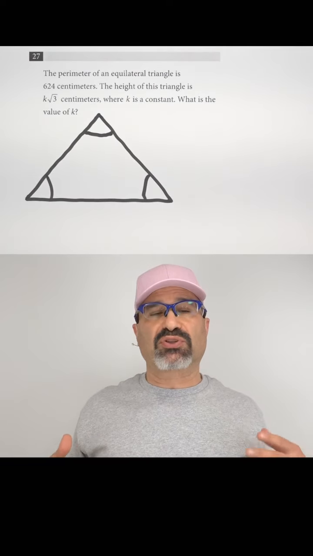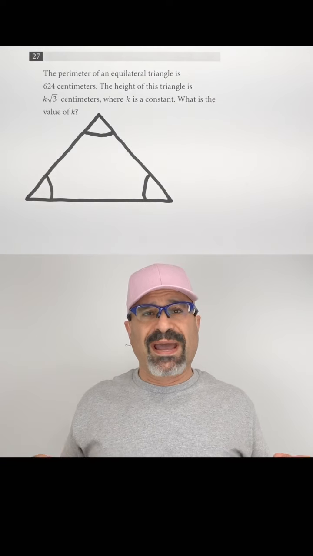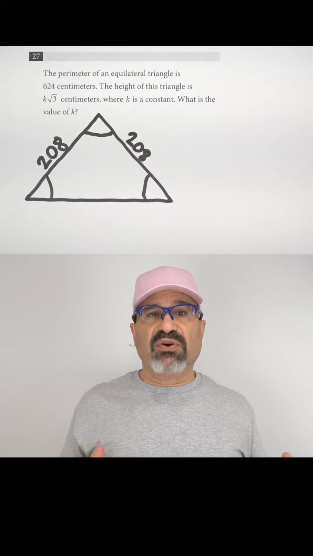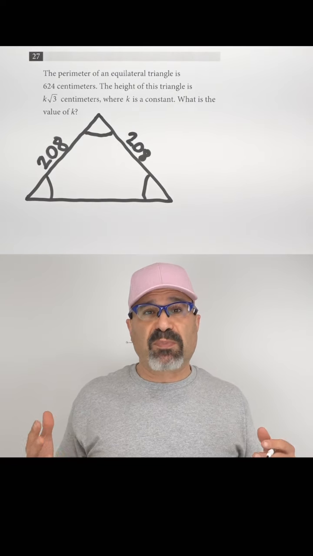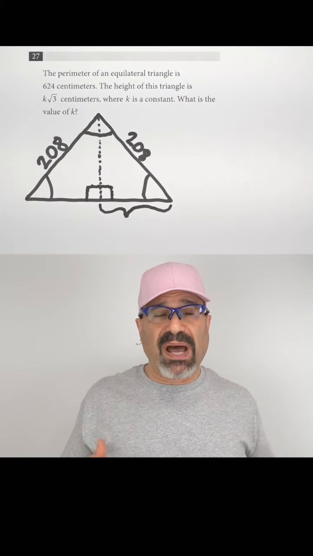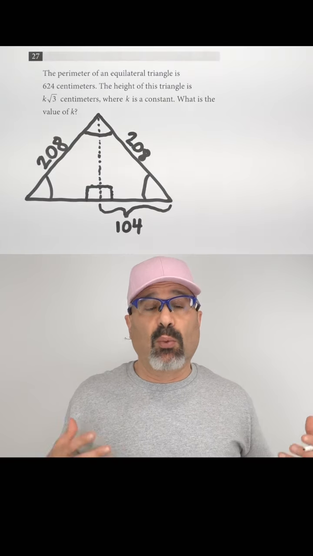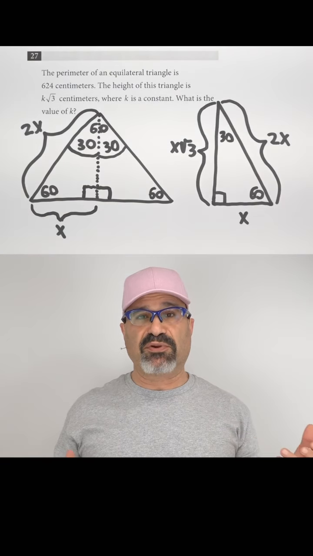All right, so here I've drawn the equilateral triangle, and remember it has a perimeter of 624, and 624 divided by 3 is 208. So if each side of the equilateral triangle is 208, then when we drop this perpendicular bisector, we know the side opposite that's being bisected is going to be divided into two pieces, each of length 104.